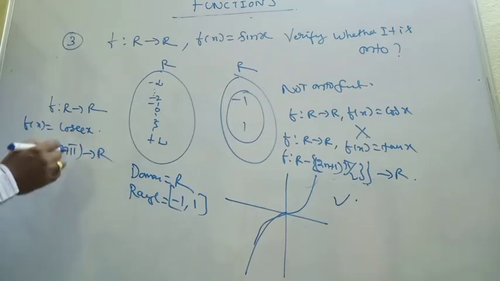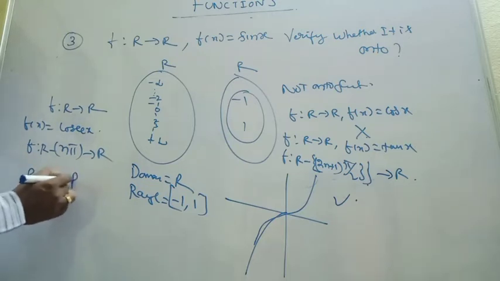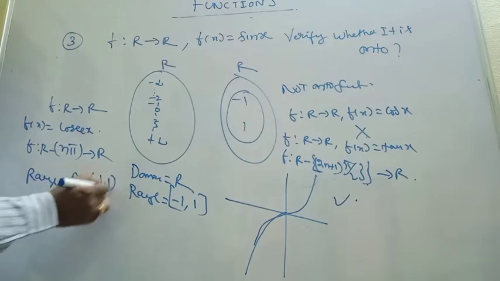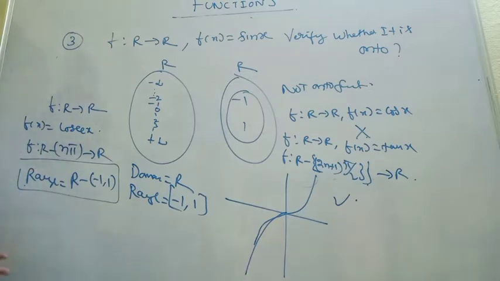And you know that cosecant x has the range R minus of (-1, 1). Therefore, the range is not equal to the codomain. Therefore, it is not an onto function. Like that, you can check even for secant x also.